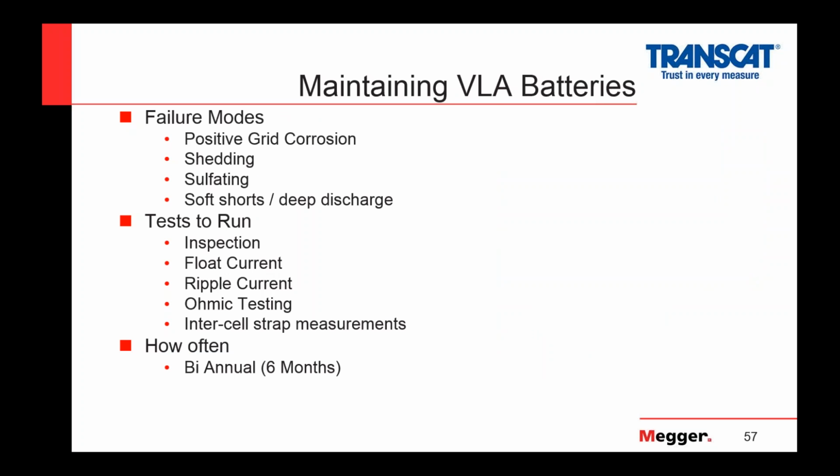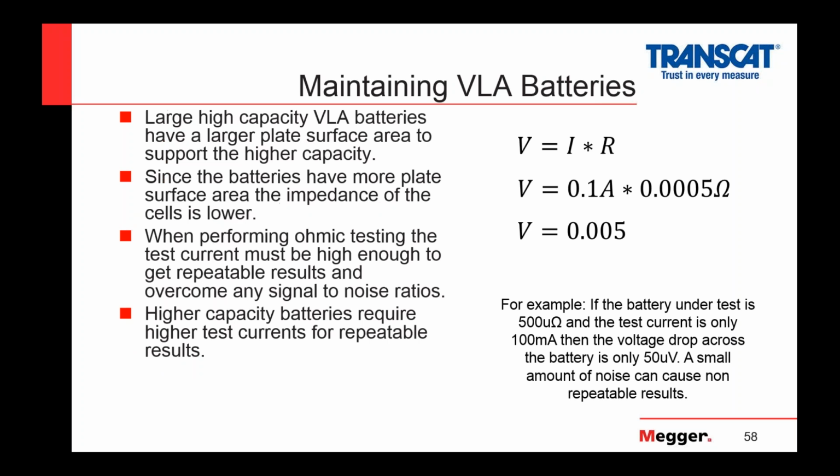Maintaining VLA batteries. Their failure modes are positive grid corrosion, shedding, sulfating, and again, you can get soft shorts from deep discharge. We want to do basically the same things. We're doing inspection, float current, ripple current, ohmic testing, intercell measurements, and with these they also do discharge testing as well. How often? Typically, ohmic testing is on a biannual basis, every 6 months with these.